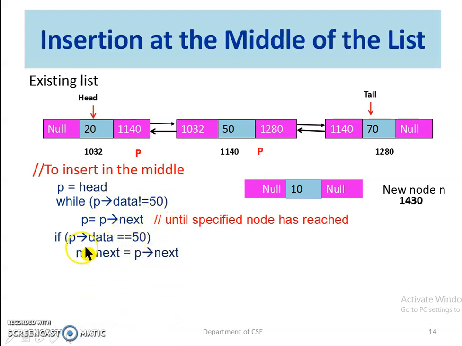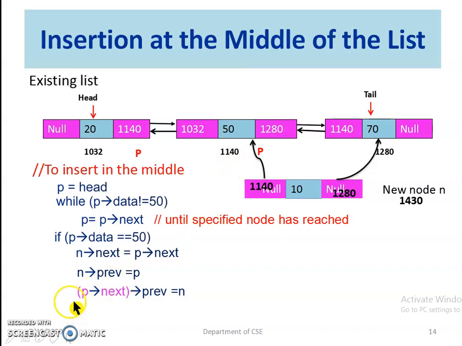Once the specified node is reached, make the next pointer of n point to the node where the next pointer of p points to. This is done by setting n.next is equal to p.next. By this, you can observe that the next field of n will get the address 1280, which is the address available in p.next. Then make the previous pointer of n point to p. Now you can observe that the previous field will contain the address of p, that is 1140.